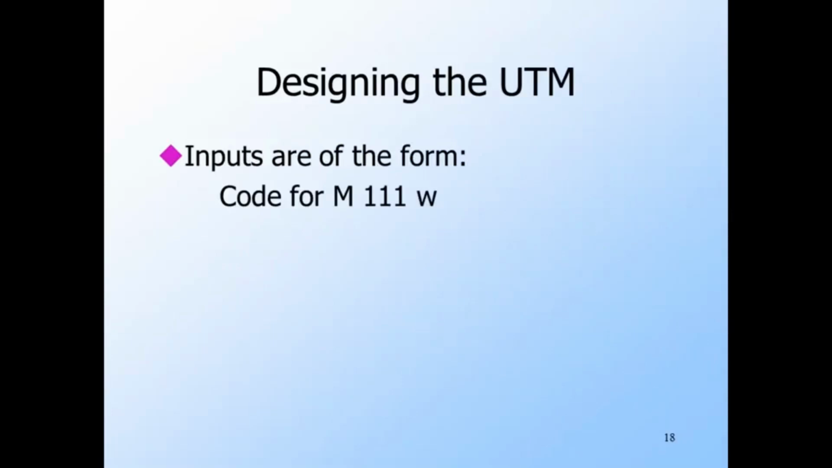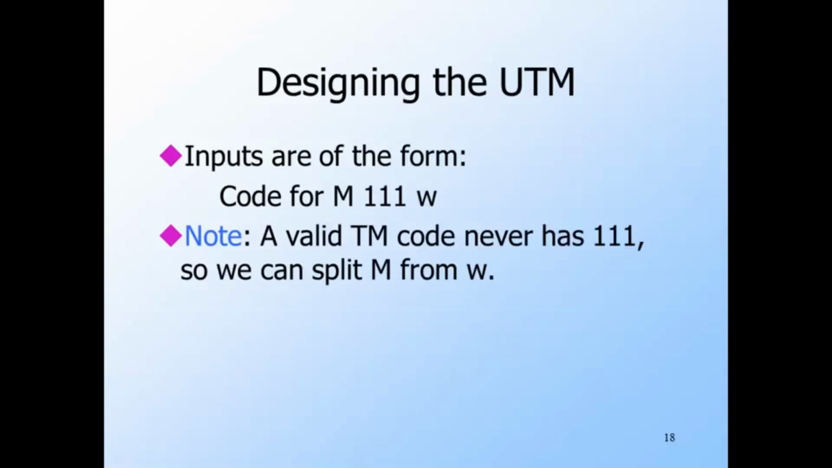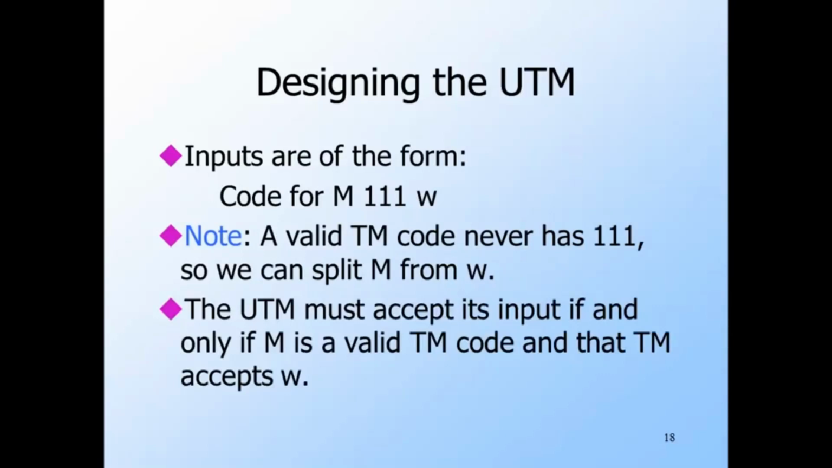So let's see how to build a universal Turing machine. First of all, inputs to the universal Turing machine are of the form a code for machine M, 3 ones, and then the binary string W. Since a valid code for M can never have 3 consecutive ones, it is never ambiguous what part of the input to the universal Turing machine is M and what part is W. The universal Turing machine accepts its input if and only if that input has a valid code for some Turing machine M, and that Turing machine accepts W. So, for example, the universal machine never accepts a string that doesn't have 3 consecutive ones.